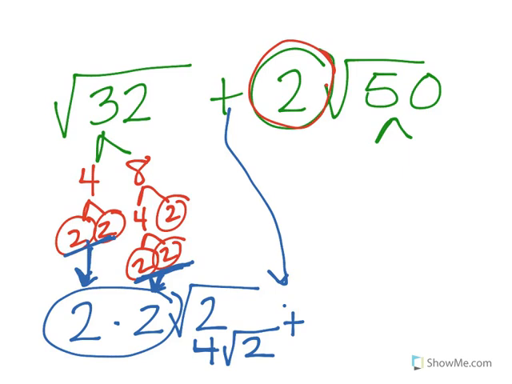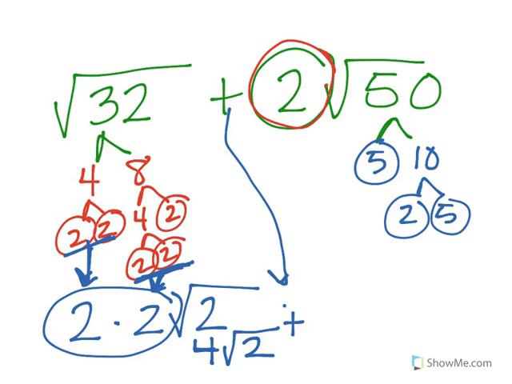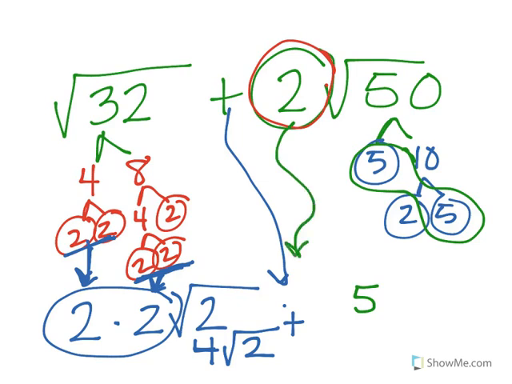Okay, the next one. What 2 numbers make 50? 5 and 10. Is 5 prime? Yes, circle that one. All right, 10 is 2 and 5. Do I have any dates? Yes, 5 and 5. They can go out, right? So they are going to go out. And what do I have to not forget about? Your 2 that goes on the outside.